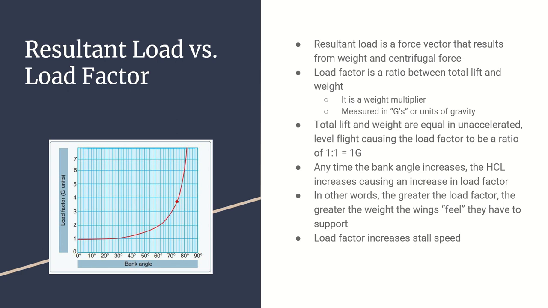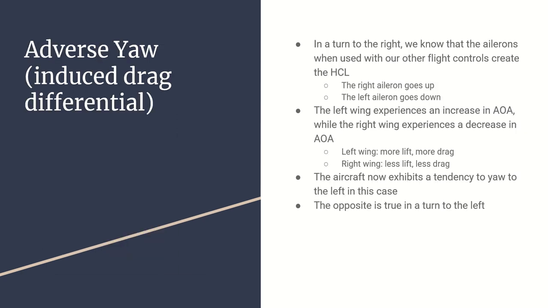Okay, we don't want to overstress. Let's talk about adverse yaw. This is kind of a fun thought process to talk about as well. Adverse means opposite. So we have a yaw in the opposite direction of aileron travel, I will say. I won't exactly say turn, but a turn is the situation where we encounter adverse yaw the most.